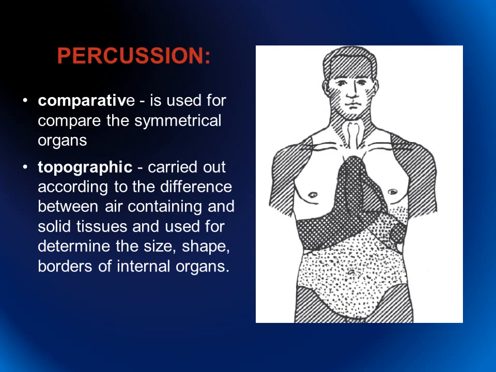Depending on the aim of percussion, comparative and topographic percussion are distinguished. Comparative percussion is used to compare symmetrical organs and is performed over symmetrical areas of the body. Topographic percussion is carried out according to the difference between air-containing and solid tissues and is used to determine the size, shape, and borders of internal organs.